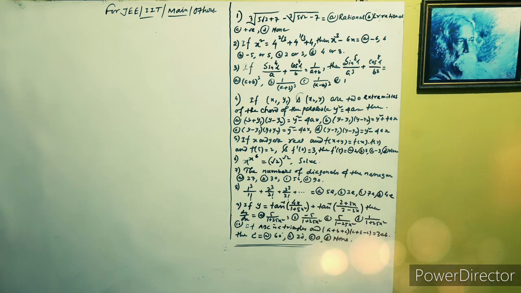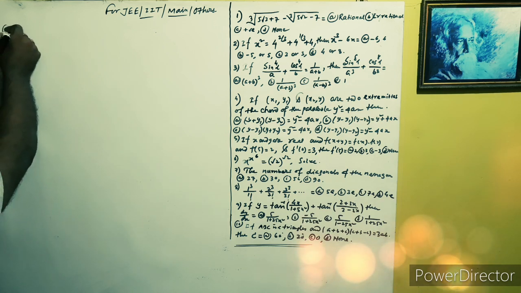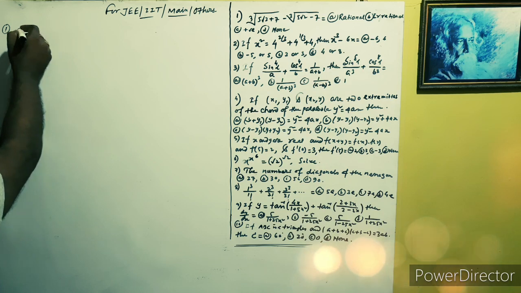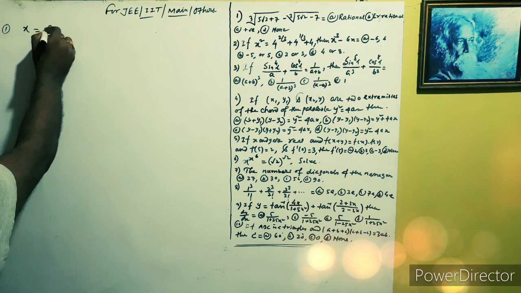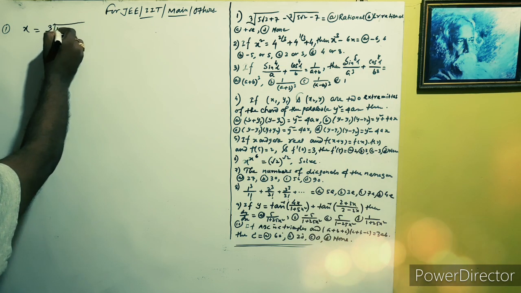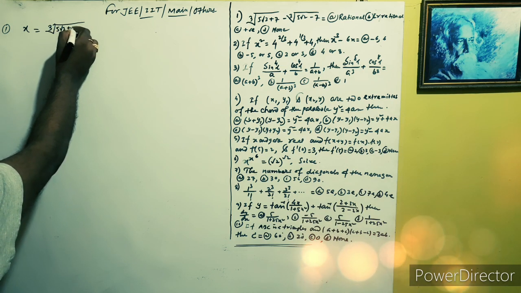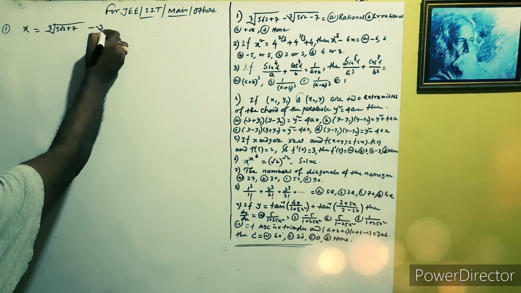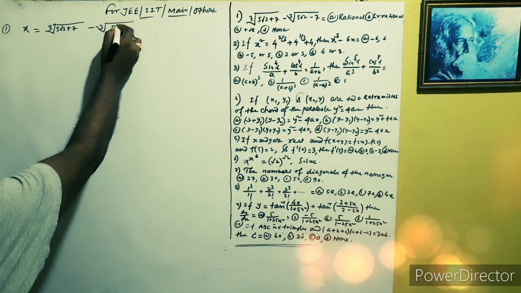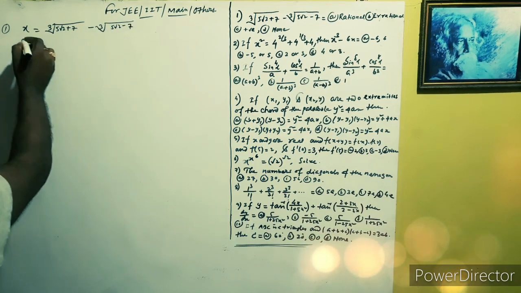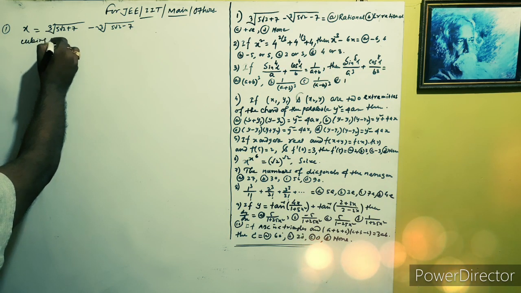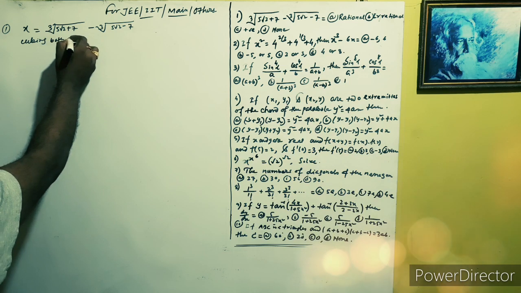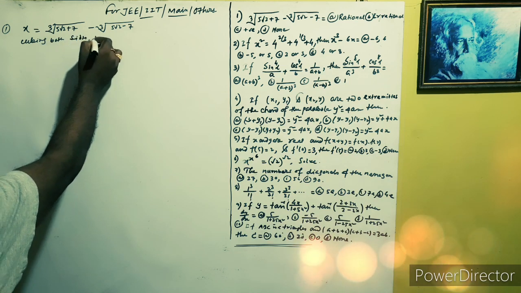Let us assume this expression is x. So x equals cube root of (5 root 2 plus 7) minus cube root of (5 root 2 minus 7). Cubing both sides.